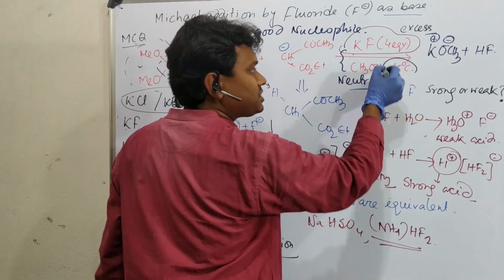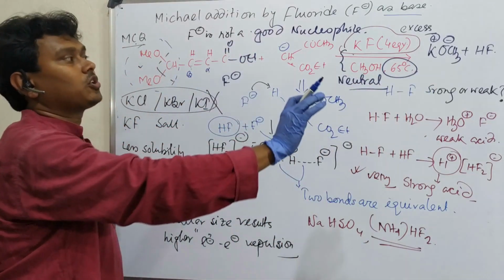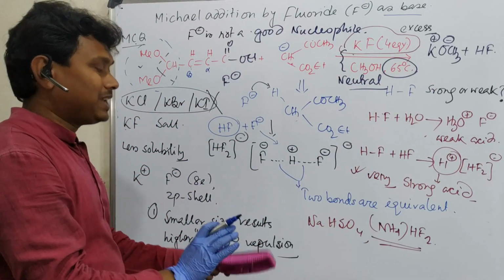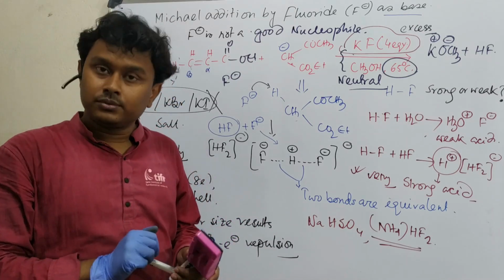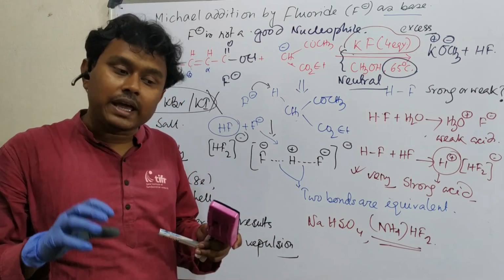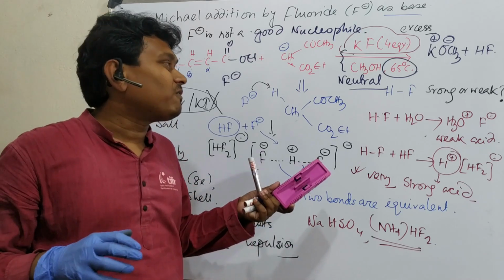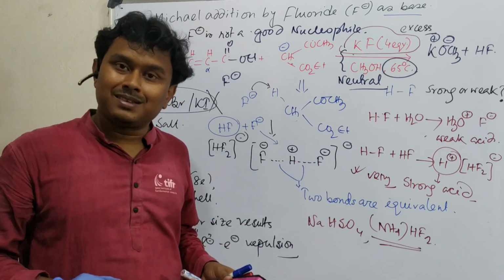Second, the temperature is 65 degrees. Ester hydrolysis is not possible. So all other options could be nullified. But why have I given those options? To confuse you. Because of how the examiner selects the wrong options.